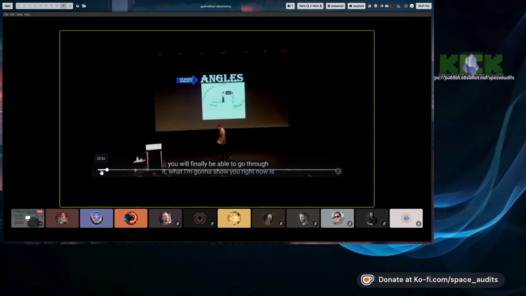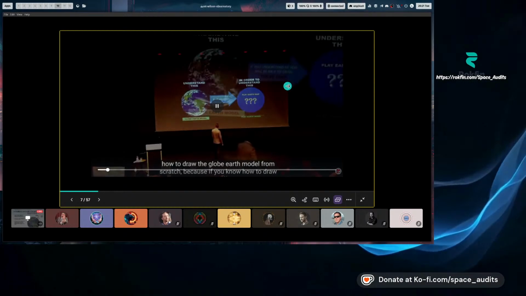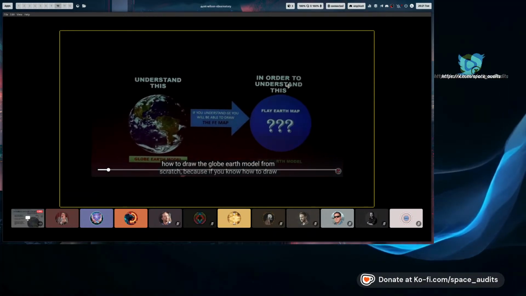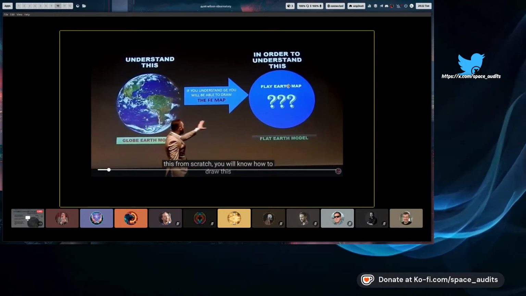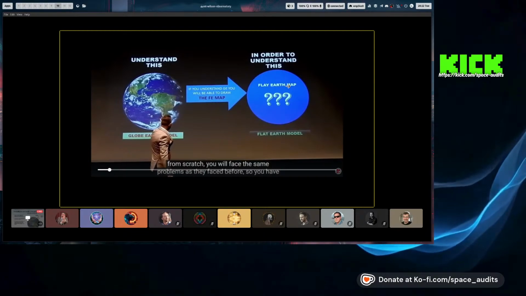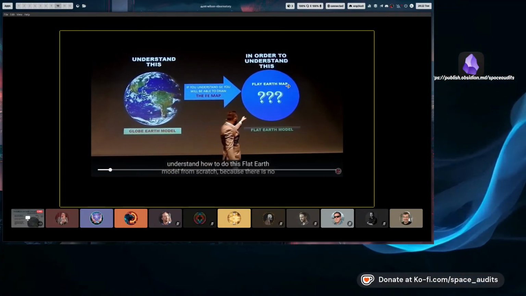What I'm going to show you right now is how to draw this globe Earth model from scratch. Because if you know how to draw this from scratch, you will face the same problems as they faced before. So you have to know how they made this globe Earth model from scratch so you can understand how to do this flat Earth model from scratch.